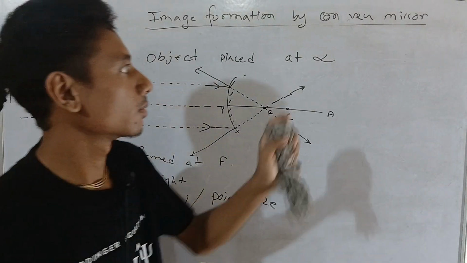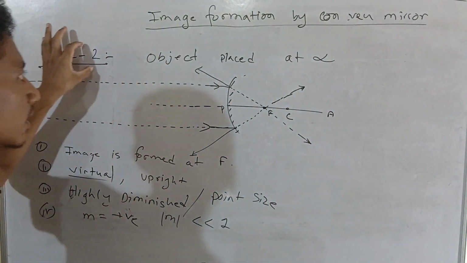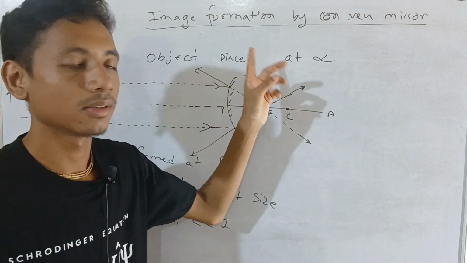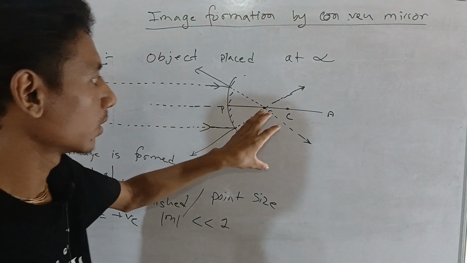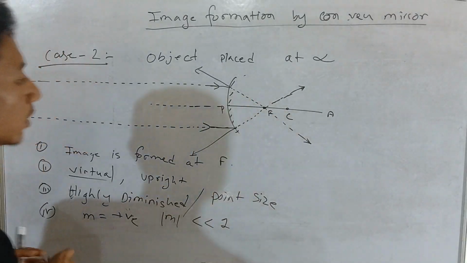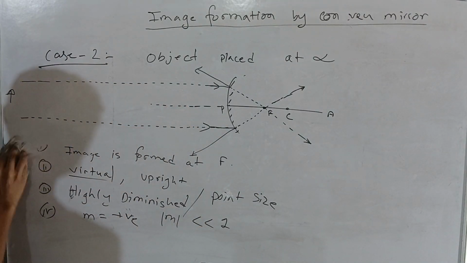We have only 2 cases of image formation by a convex mirror. The first case is the object placed anywhere except infinity, and the second case is the object placed at infinity. Image formation is always virtual for a convex mirror. Okay, so copy it. Then we discuss some important questions.